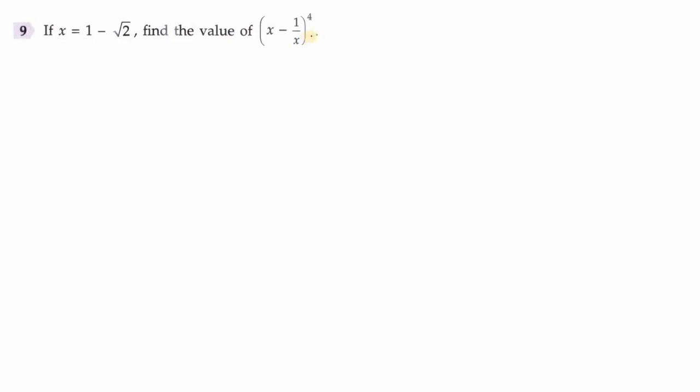Here we have yet another question. It's again the same type of question. First and foremost, you need to find what is x minus 1 by x. Let's quickly find it out. Given is x equals 1 minus root 2. Let's find out what is 1 by x. So 1 by x will be 1 by 1 minus root 2. We will rationalize the denominator. We have 1 minus root 2, and we will multiply by 1 plus root 2.